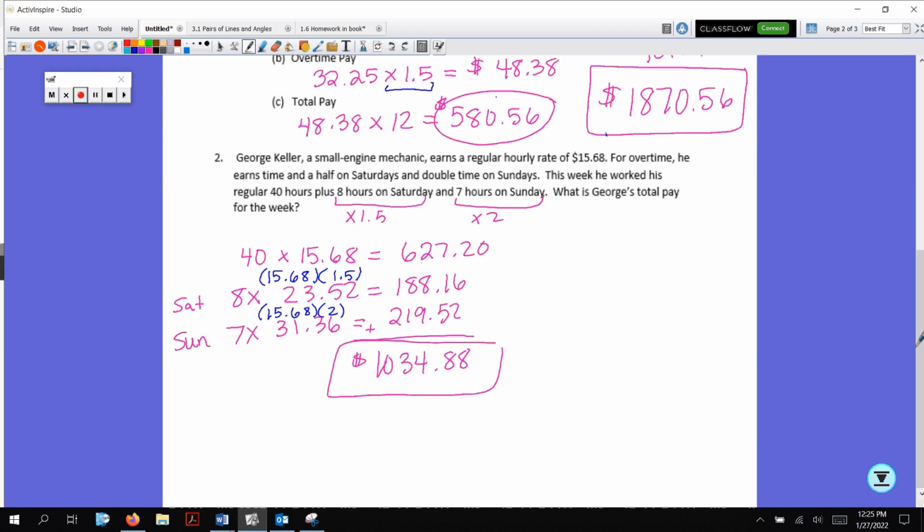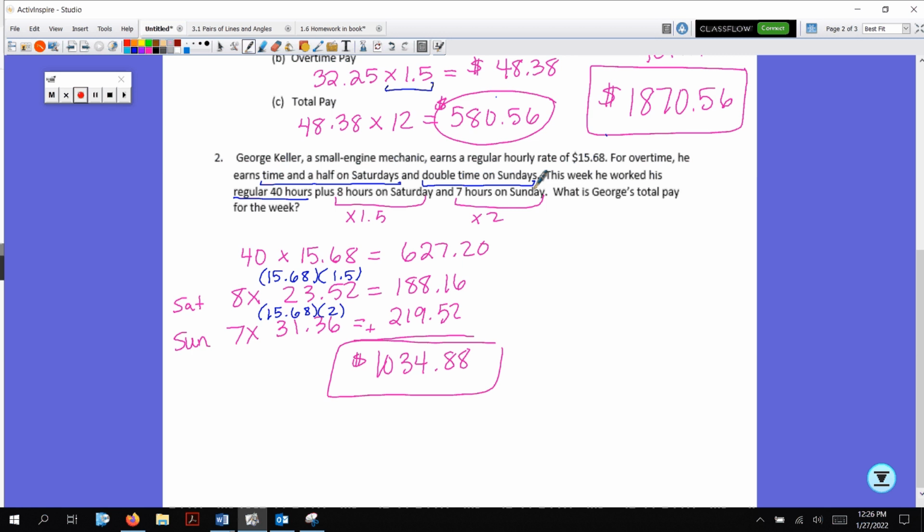All right, the last one for the notes here. So this scenario is a little different, right? He works regular hours, $15.68. So he did that for 40 hours, right? It says he worked regular 40 hours. So here it is, 40 times that rate. So his straight time pay, $627.20.